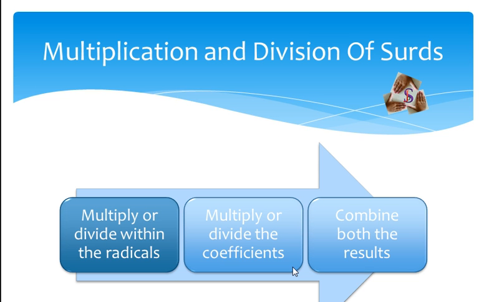Now let us understand how do we multiply and divide surds. First, we will multiply and divide the radicals. Next, we will multiply and divide the coefficients, and then we will combine both of them. My next few examples will clearly illustrate the steps.